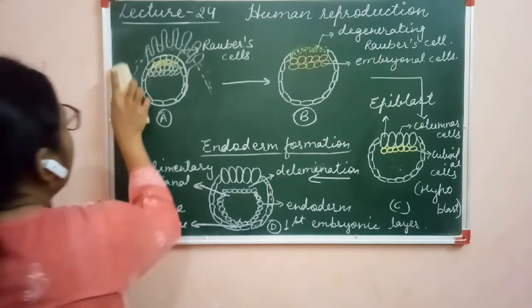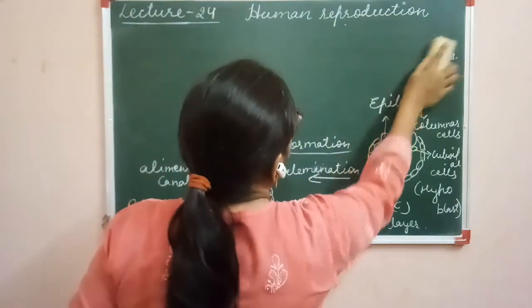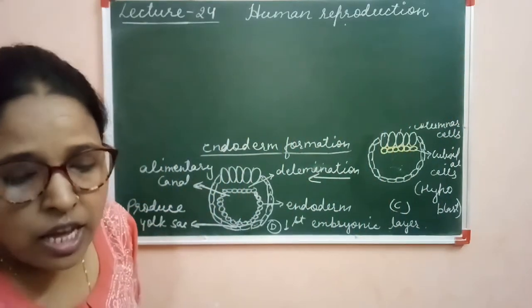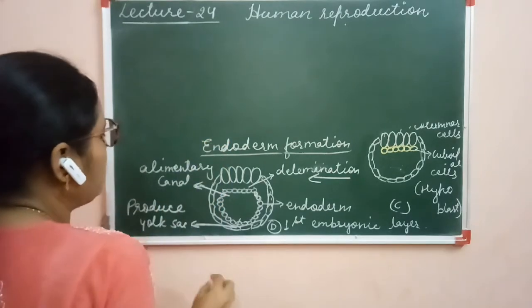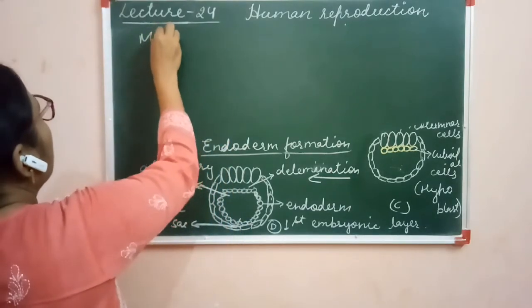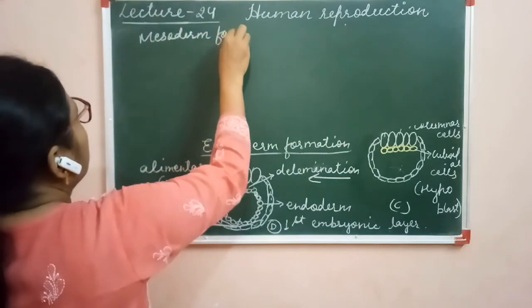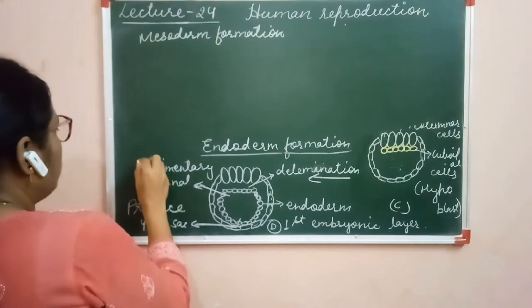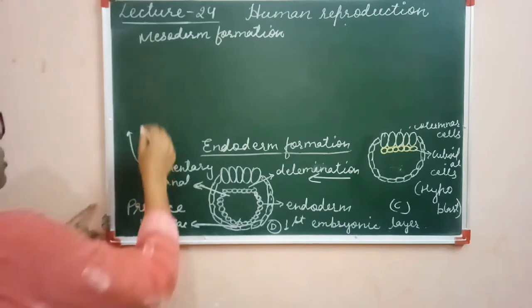Now after the formation of endoderm, mesoderm formation is going to take place. It means the second layer which is formed is called mesoderm. This is the endoderm formation, and here the mesoderm formation will take place. This is mesoderm formation. So I am drawing the next structure, that is structure E.